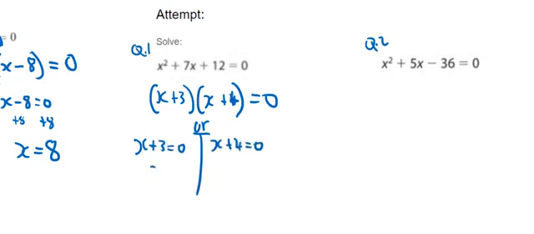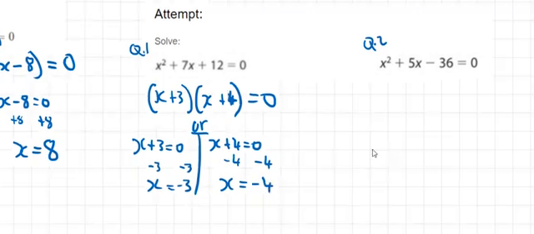If x plus 3 equals 0, well then x has to equal minus 3. If x plus 4 equals 0, well then x has to equal minus 4. So x equals minus 4. That's our answer to the first one.